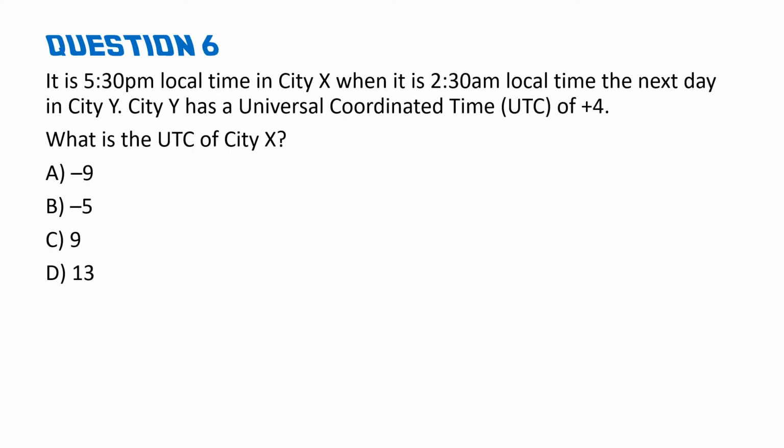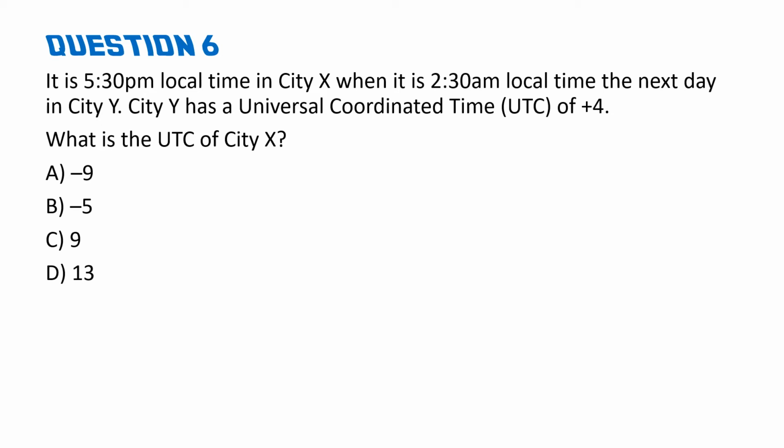Question 6. It is 5:30 p.m. local time in city X, when it is 2:30 a.m. local time the next day in city Y. City Y has a universal coordinated time, UTC, of +4. We want to find out what is the UTC of city X.